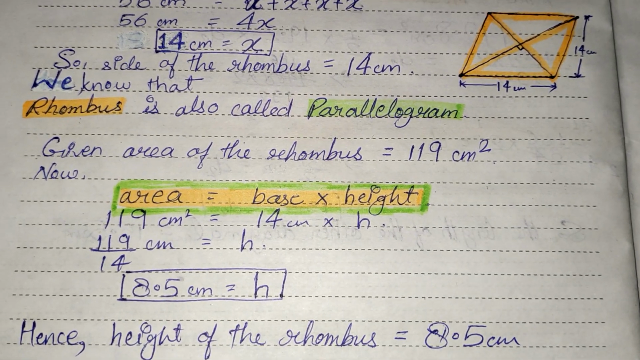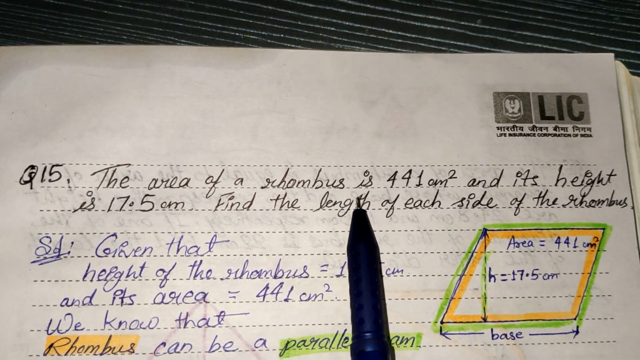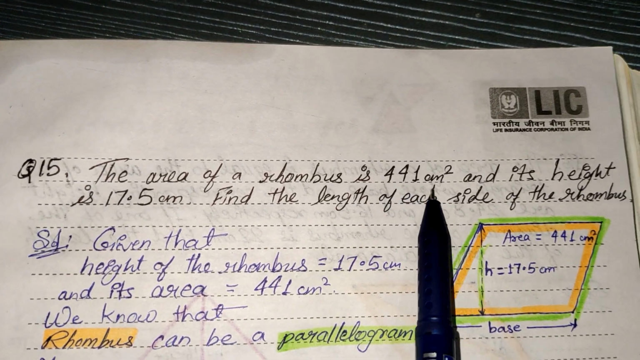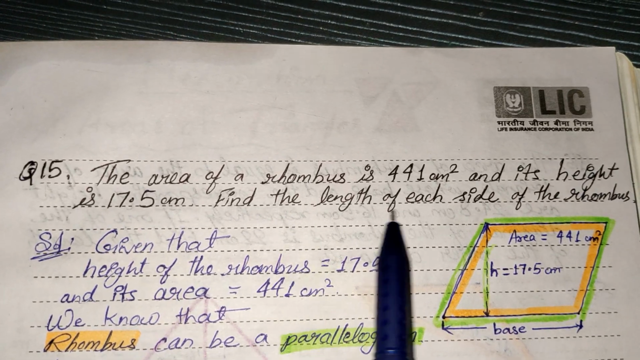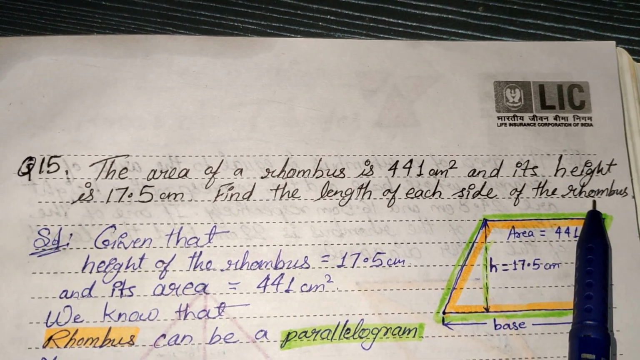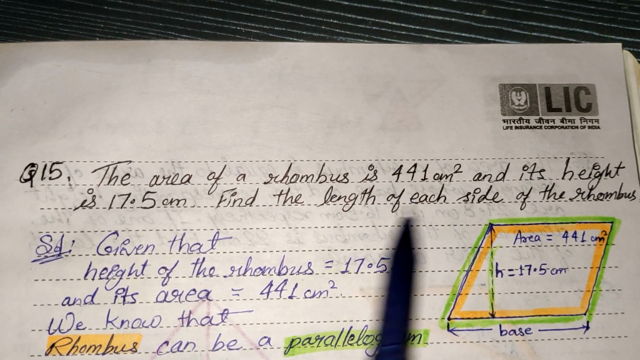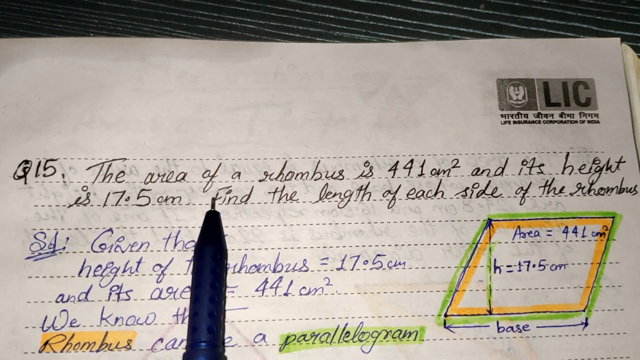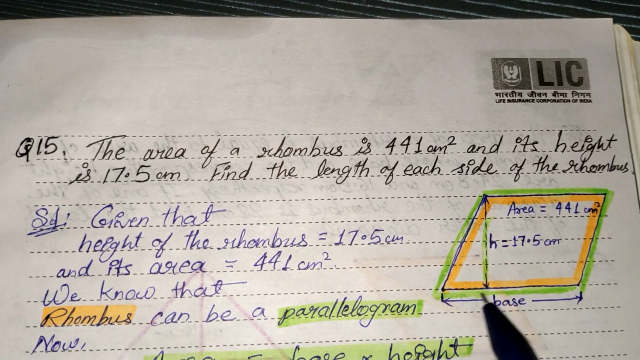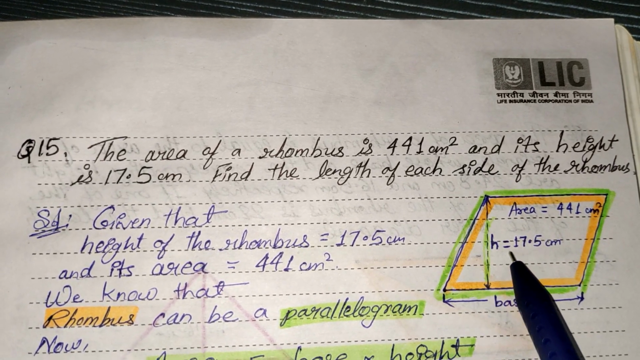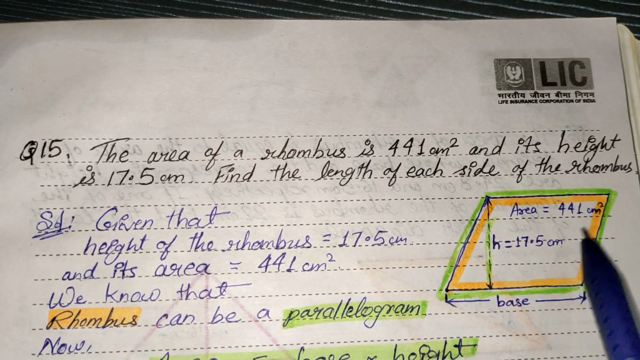Now coming to the next, question number 15. The area of a rhombus is 441 centimeter square and its height is 17.5 centimeter. Find the length of each side of the rhombus. So we have to find the length of each side of the rhombus, area and height are given. Now according to the question, the figure is this. We have the rhombus, the base, height is given 17.5 centimeter and area is given 441 centimeter square.